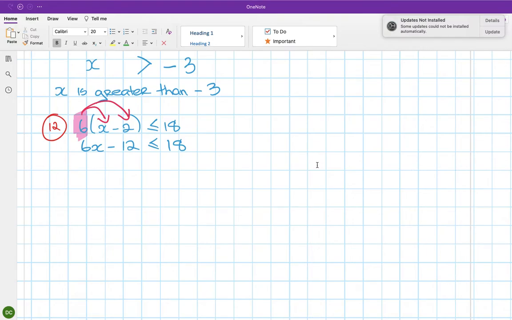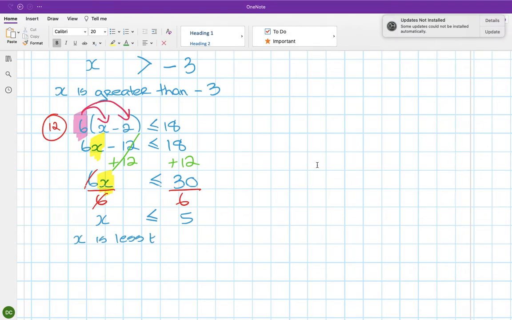Now we can isolate or begin to isolate. So the minus 12 will be gotten rid of with a plus 12 and then a plus 12 on the far side. So 6x and what's that, 30. And then we'll divide by 6 to isolate the x. And 30 divided by 6 is 5. And I just copy the sign down the whole way. Translate, x is less than or equal to 5.